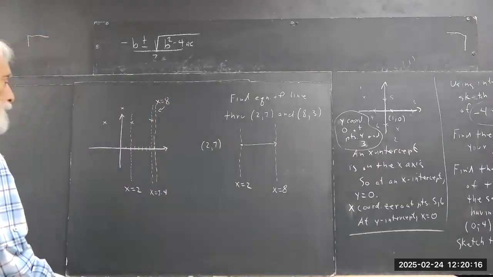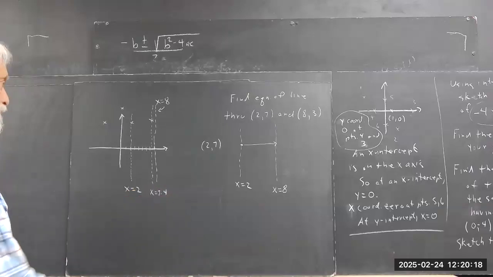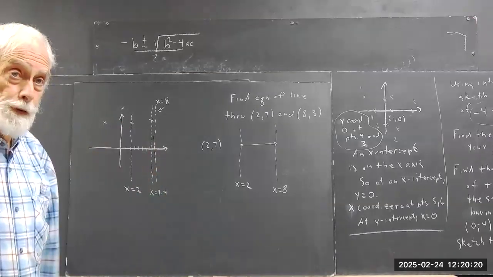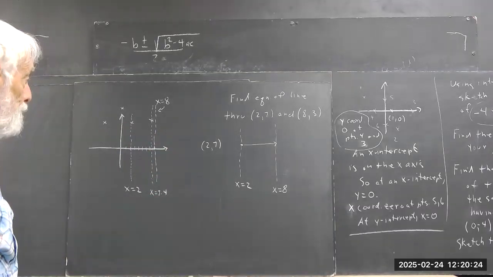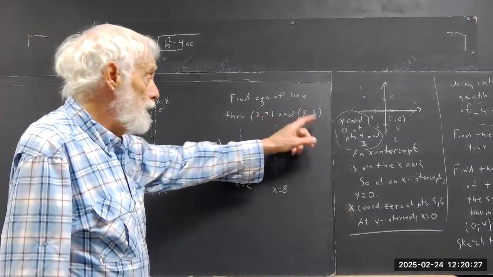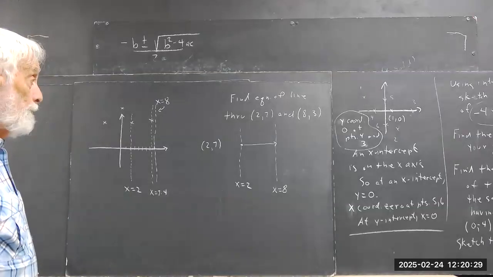This is the line x equals 8. We don't need the line x equals 7.4, but it's already there, so we'll just keep it. But we don't use it. Now, if we're going from the point 2,7 to 8,3, how far do we have to go?